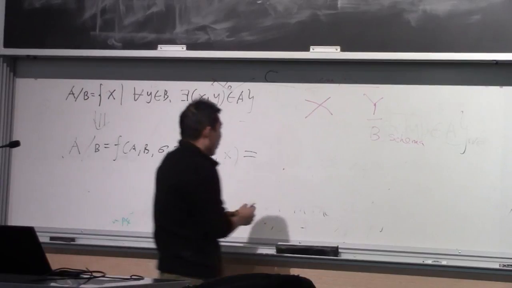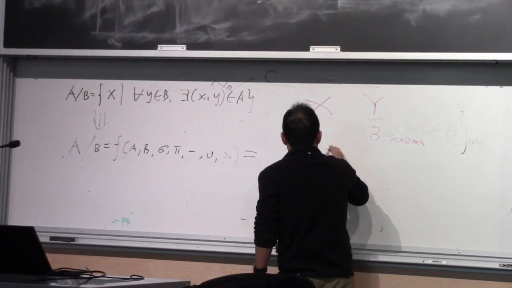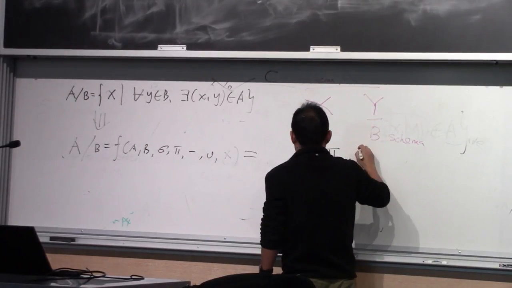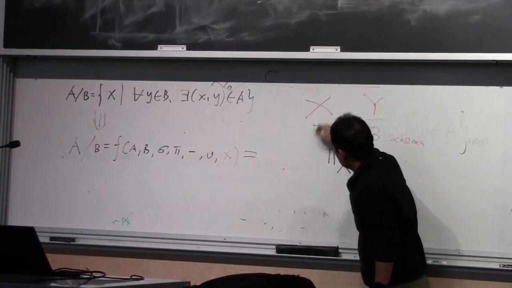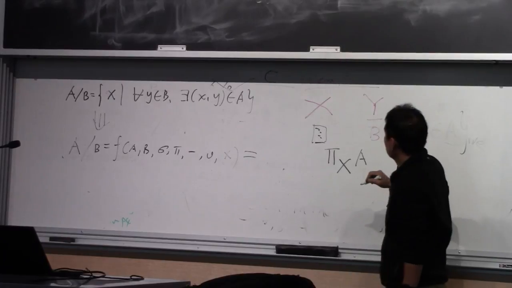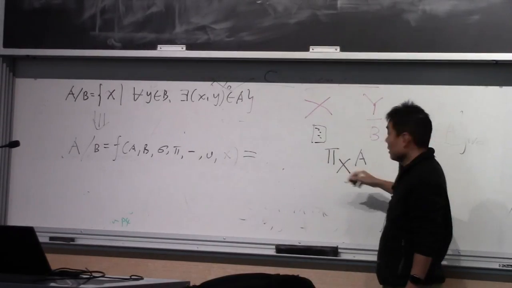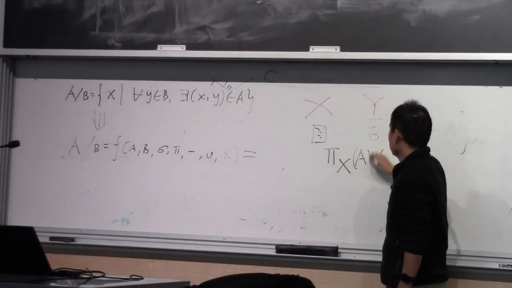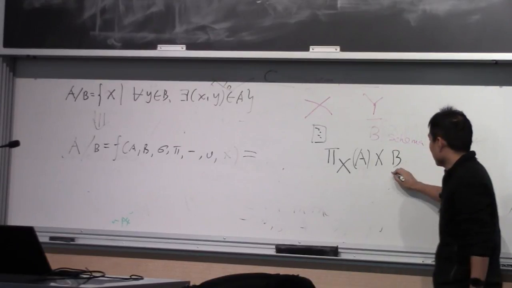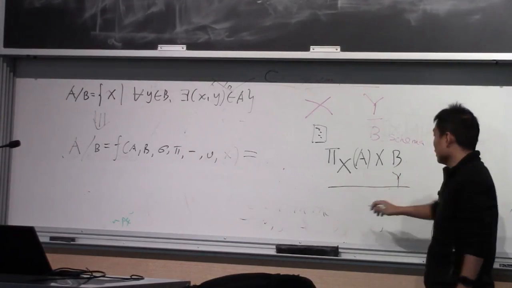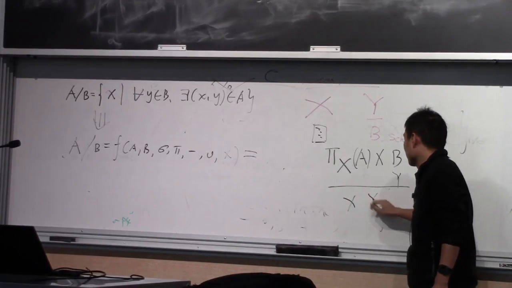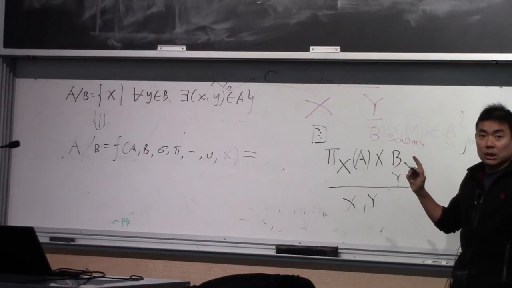Now what I will do is the following. I will project out X from A, meaning I'll take the values of these, and I will cross that with C, meaning that I cross with Y. So what's the schema of this, by the way? The schema of this becomes X and Y.